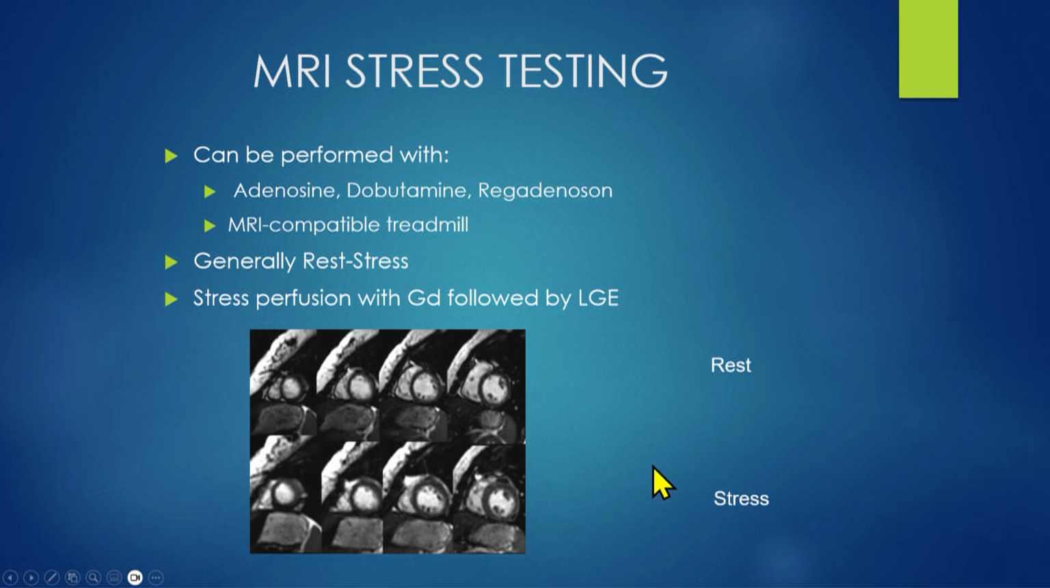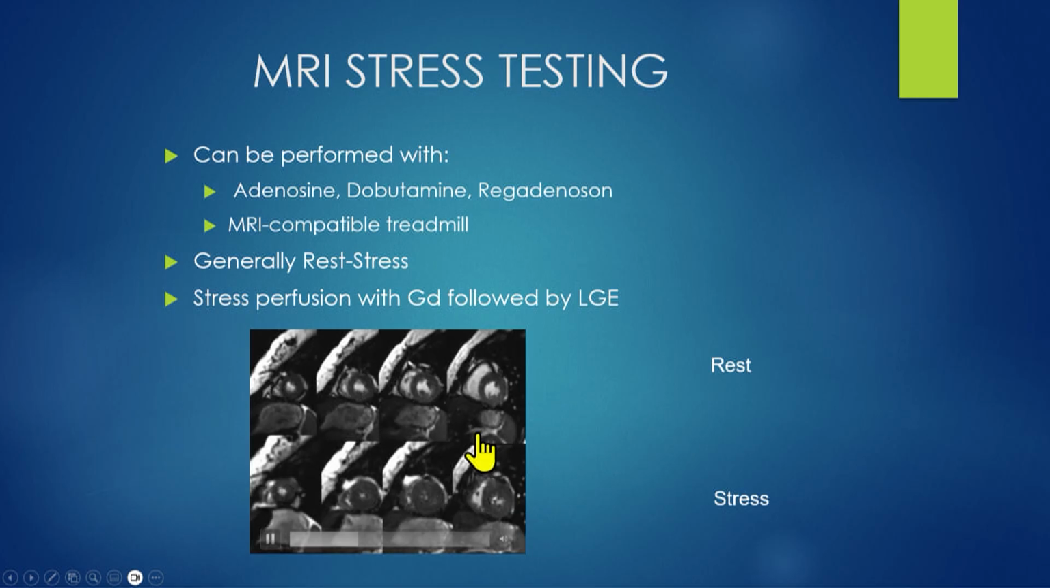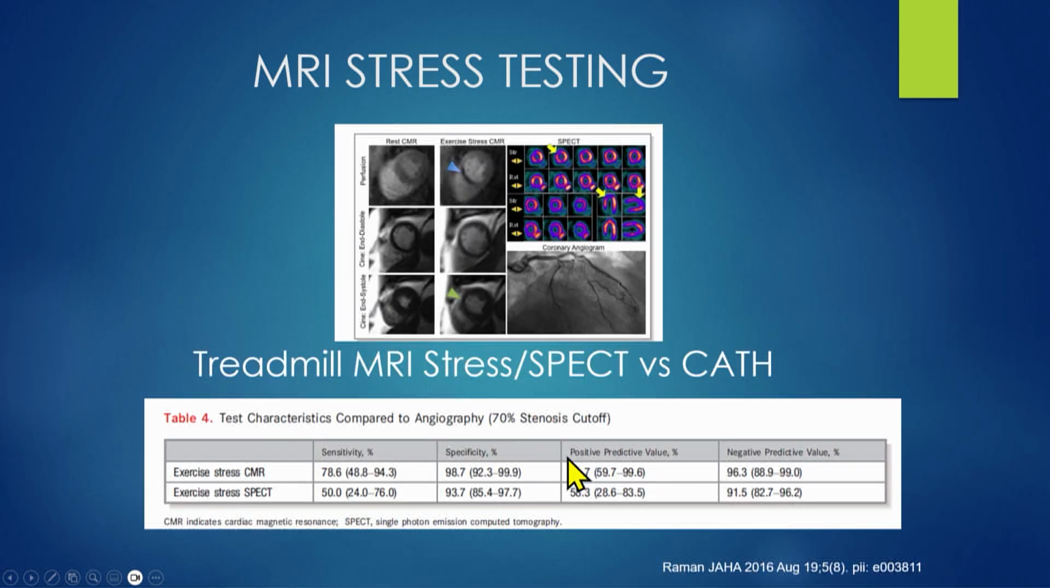You can do stress testing also with this. So this is just an example of a normal stress rest stress using, you can do regadenoson, you can do treadmill. We actually do not do this just because it involves a whole nursing component that we don't really have. But the literature on this is actually pretty good.